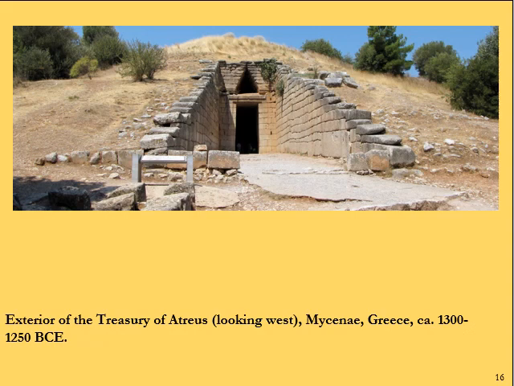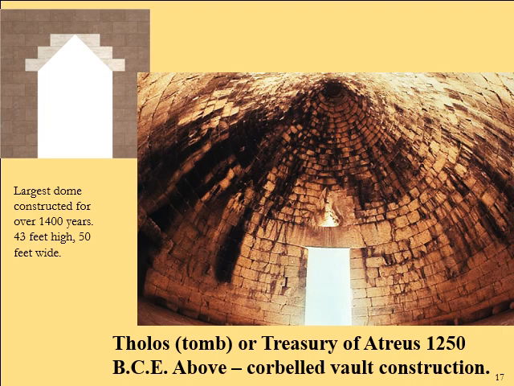This is also a tumulus. Even though it's called the Treasury of Atreus, it's really a tholos and a tumulus here from Mycenae. Same corbelled architectural system, a little bit more refined. The stones are cut a little bit finer, but it's still essentially just a large tomb chamber. And it continues to be the largest one in history until Rome. So that's almost 1,500 years later. That's important. And there's the specs on how large it was.